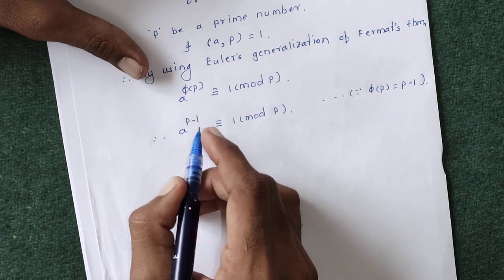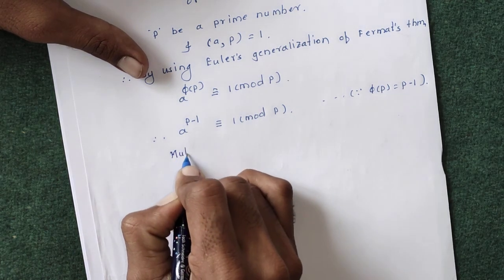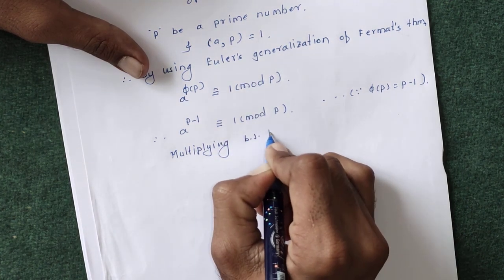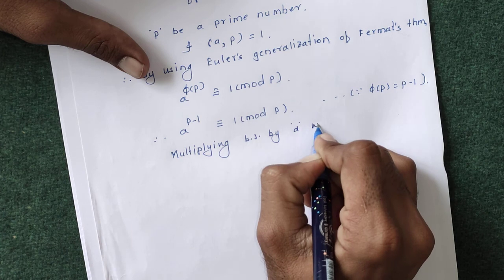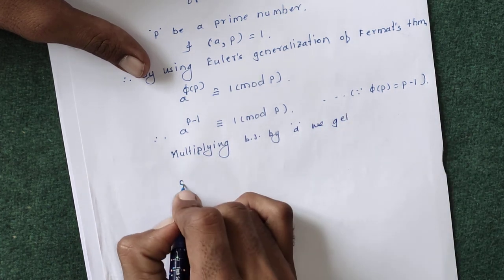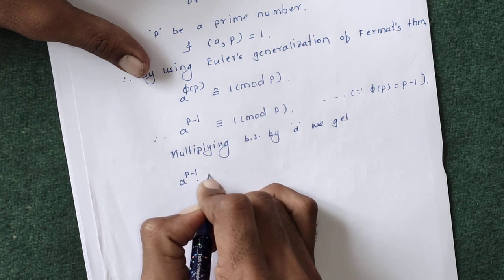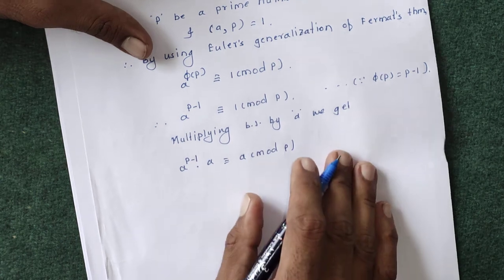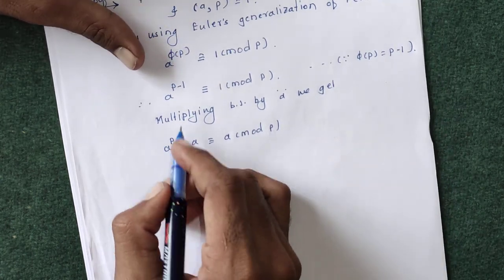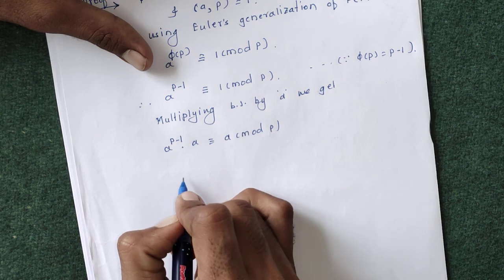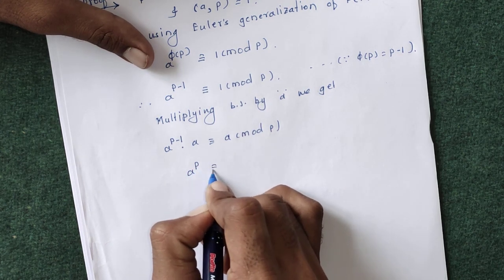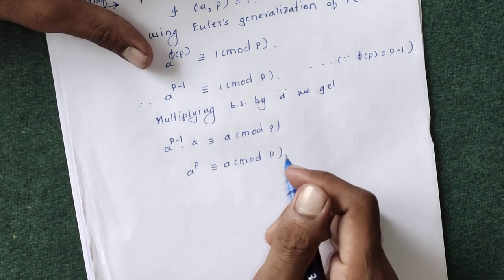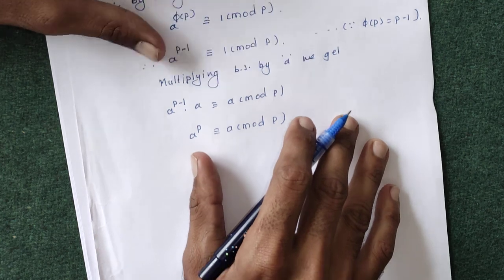Multiplying both sides by A, we get A raised to P minus 1 into A is congruent to A under modulo P. So multiplying by this A, we get A raised to P is congruent to A mod P. Hence the proof of Fermat's theorem.